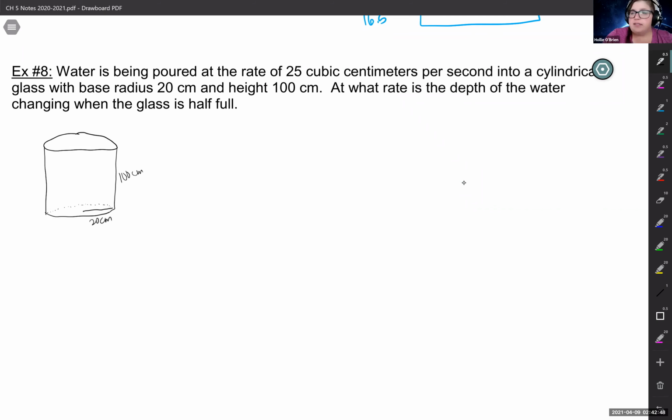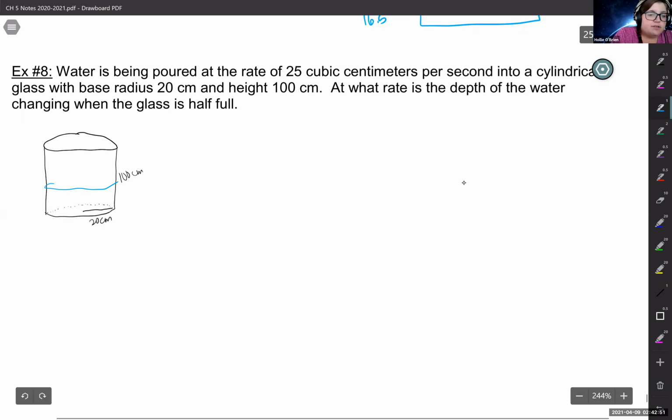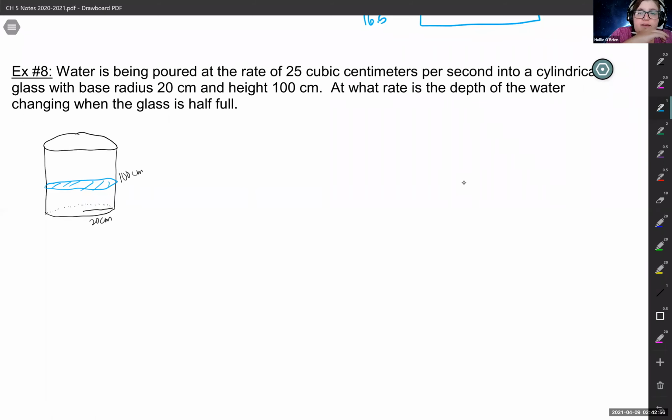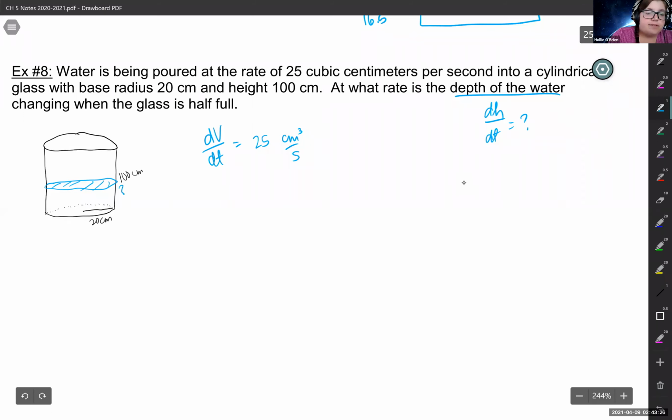Okay. Let's see. So my water is half full. Here's my water. Water is being poured. Oh, okay. So dV/dt, the rate of change of the volume, is 25 centimeters cubed per second. Just pouring this much water in every single second. We want to know at what rate the depth of the water is changing. Okay, depth of the water, this is dh/dt, because the height of the water is h.